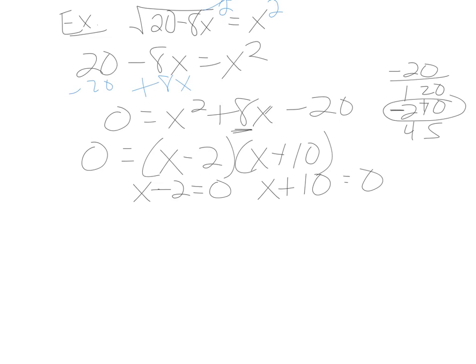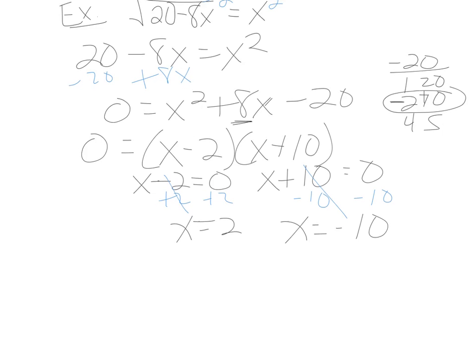And then solving. So add 2, x equals 2, and subtract 10, x equals negative 10. Now, when you have a radical equation, you must check your answers. You must plug them back into the original equation and see if they work or not.